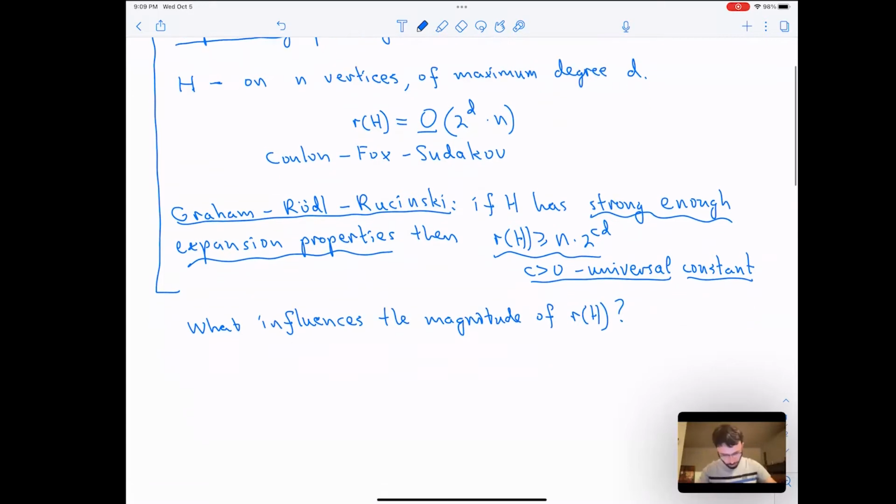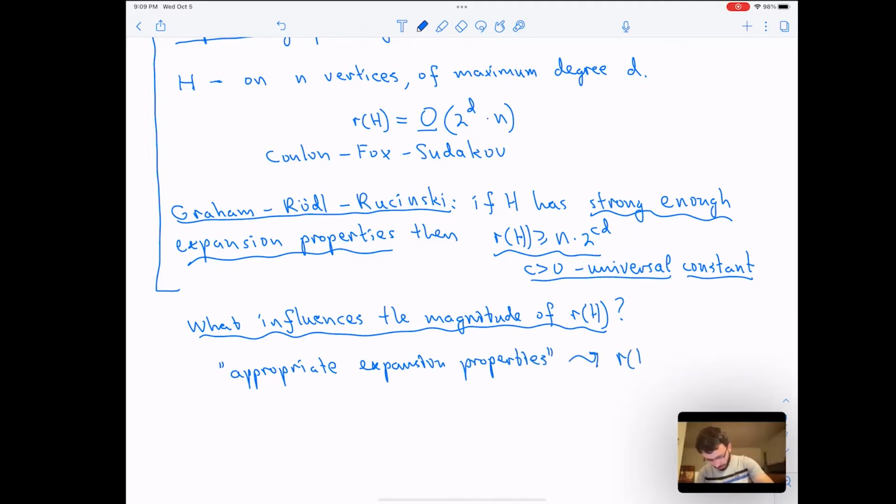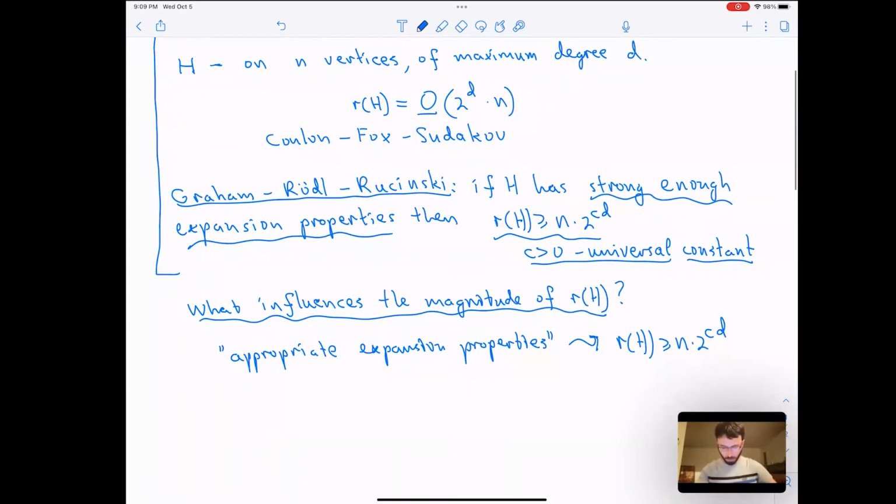So in here, what I want to propose has definitely been noted in the literature in a non-rigorous form, just the way I'm presenting it here. That if we have appropriate expansion properties, then we should expect at least n times an exponent of D.